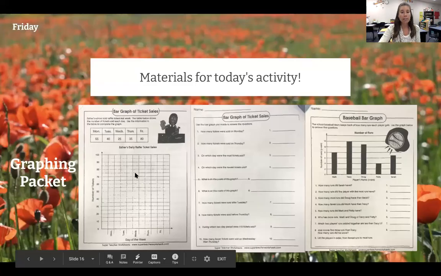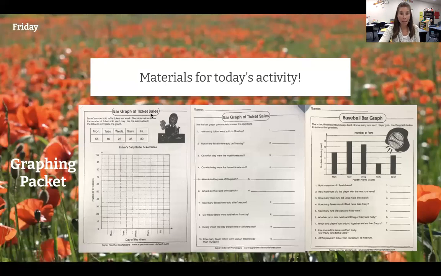So what you're going to need today for your activity is your graphing packet, okay? This is the very first page right here, the bar graph ticket sales of your graphing packet. We're going to do this page. We're also going to do this page, which has to do with this graph. And then you have that third page, which is the baseball bar graph. So these three pages will need to be done in your graphing packet today, and then you will have a short celebration quiz.